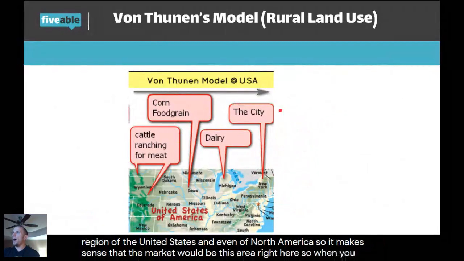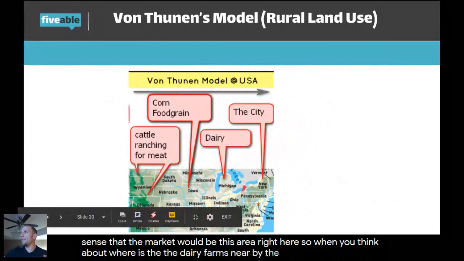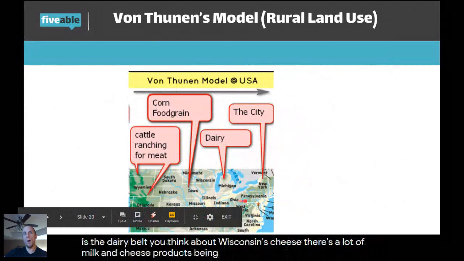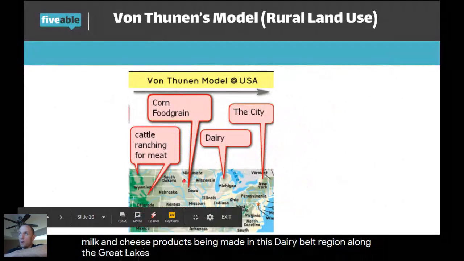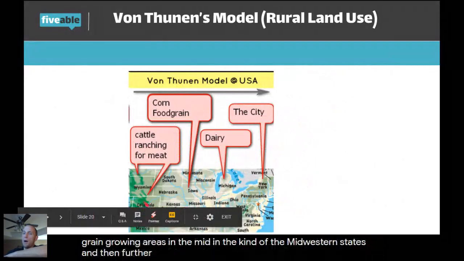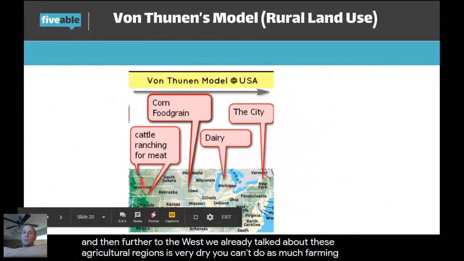So when you think about where the dairy farms are nearby, the Great Lakes, this here is the dairy belt. You think about Wisconsin's cheese. There's a lot of milk and cheese products being made in this dairy belt region along the Great Lakes. You've got your wheat belt, your corn belts, all these different grain growing areas in the Midwestern states. And then further to the west, we already talked about these agricultural regions. It's very dry. You can't do as much farming, so you have a lot more cattle ranching.